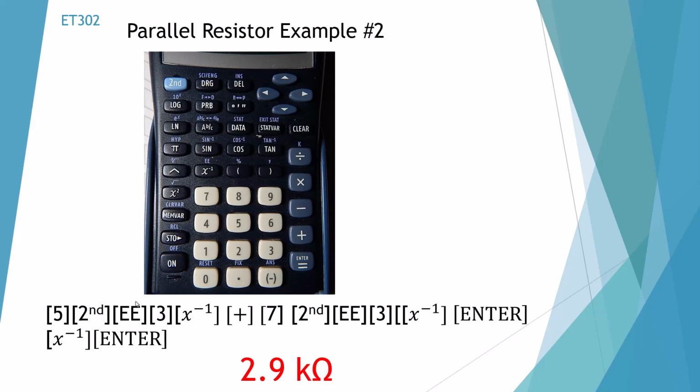So this is going to allow us to do exponents. If it's k, it's going to be 3. If it's meg, it's going to be 6. If it's milli, it's going to be minus 3. It's going to be minus, and then 3. And micro is going to be minus 6.